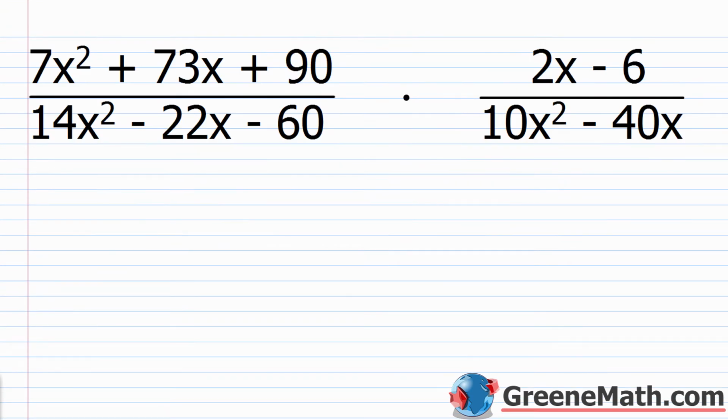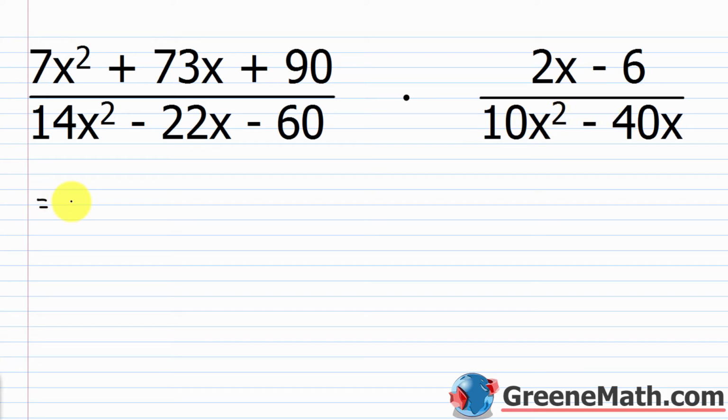All right, let's take a look at one more of these, and then we're going to jump in and look at some division. I think you can see that it's pretty easy to do. It's just a lot of canceling, a lot of trying to get things simplified. All right, so we have 7x squared plus 73x plus 90 over 14x squared minus 22x minus 60. And this is multiplied by 2x minus 6 over 10x squared minus 40x.